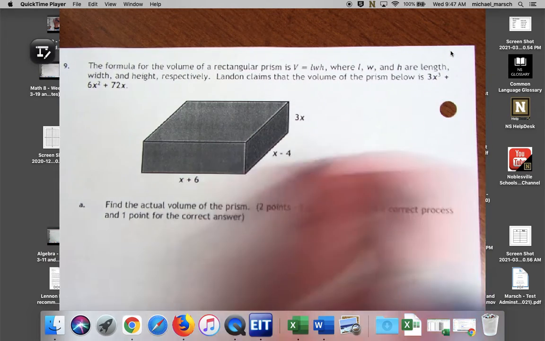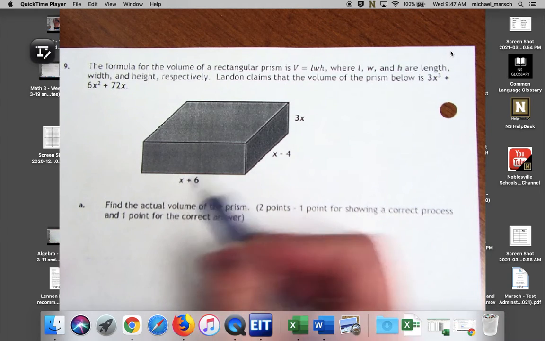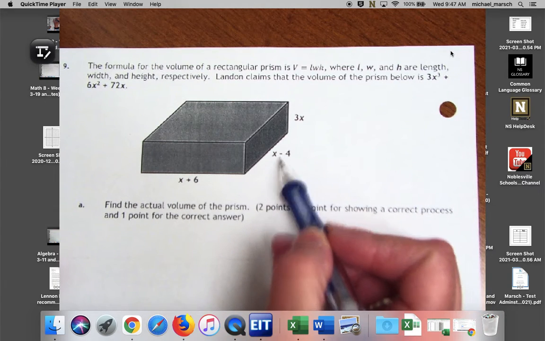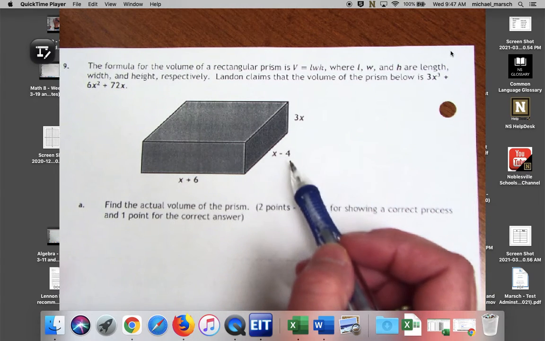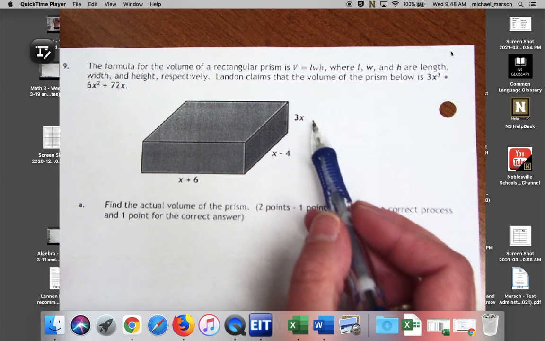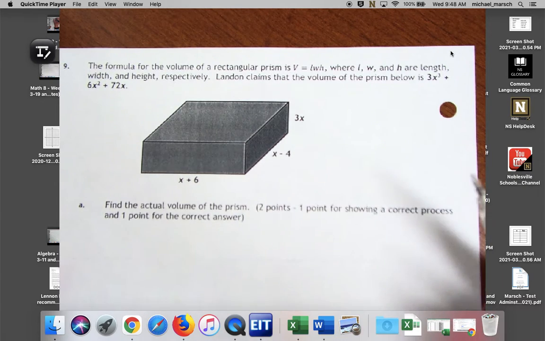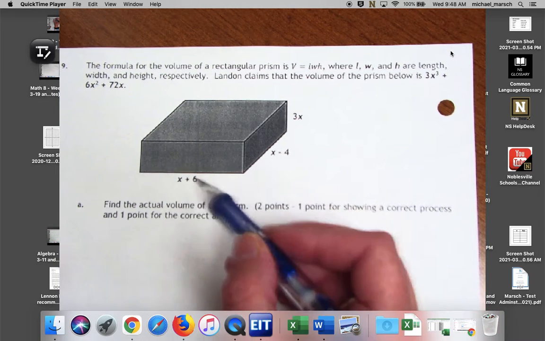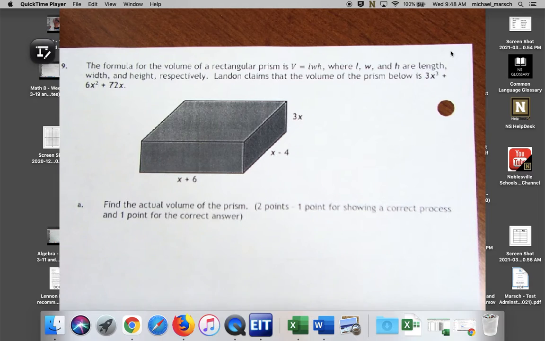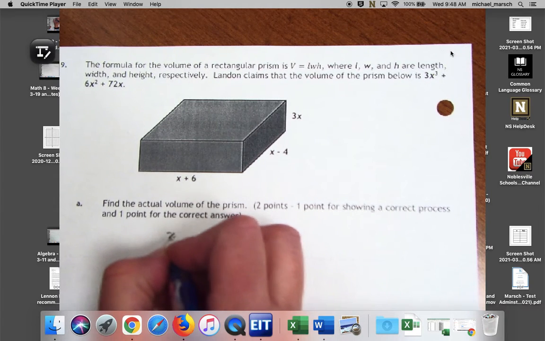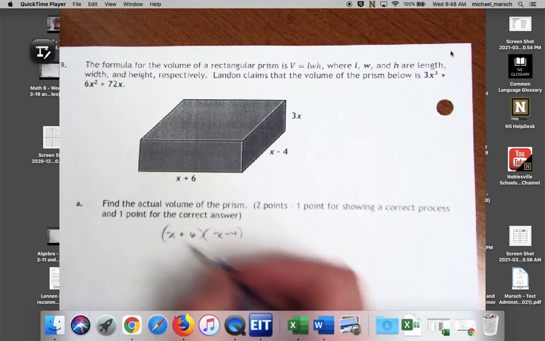So what I'm going to do here first is I'm going to multiply, well, you could do any order. You could do x plus 6 times x minus 4 by foiling, and then do 3x times that quantity. Or you could do 3x times this. There's no wrong order to solve this, as long as you make sure that you've multiplied this times this and then taken that answer times the third part. So I'm going to do x plus 6 times x minus 4 first. I'm going to use my FOIL.